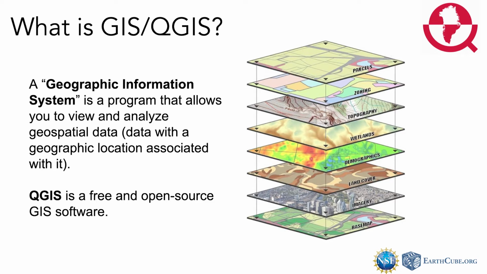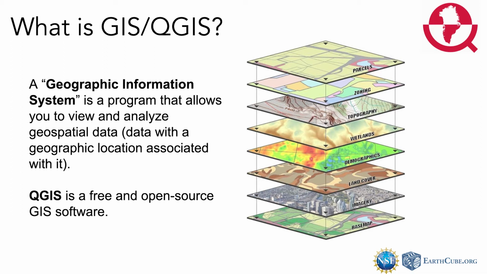Let's introduce you to QGIS and QGreenland. GIS stands for Geographic Information Systems. It's basically a program that allows you to view and analyze geospatial data. And geospatial data is simply data that has location associated with it.